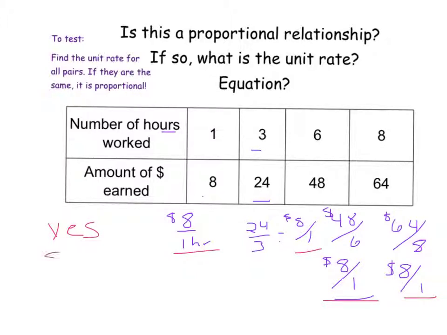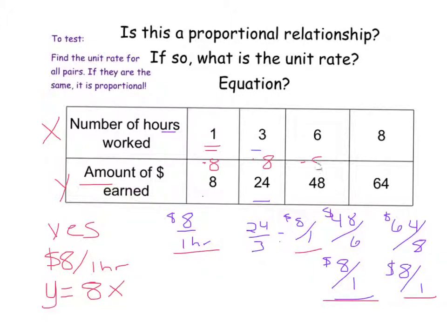Our unit rate is $8 per 1 hour, and to write the equation, I'm going to use just y and x. Y for the amount earned, so this is my y, was 8 for every hour, because in each case I took the number of hours and multiplied by 8 to get to the amount earned.